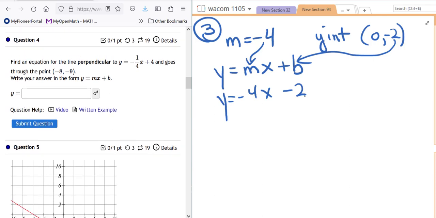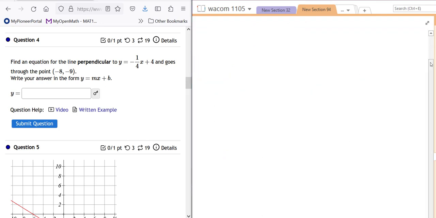All right, let's see. Problem 4. This one asks us to find an equation for the line perpendicular to this line, and it goes through this point. So you're going to have to know about slope here. So here's our line we have.